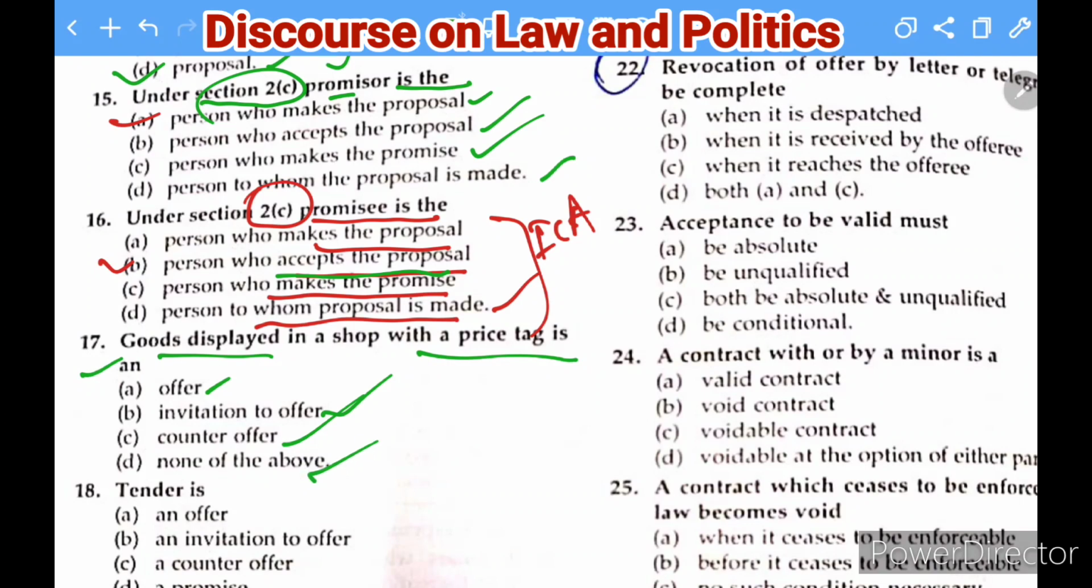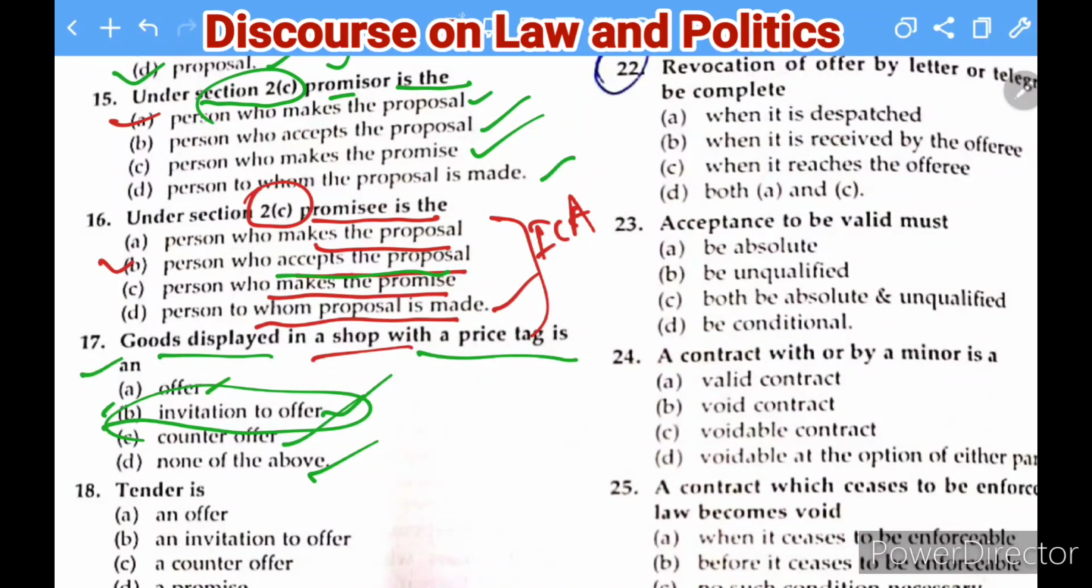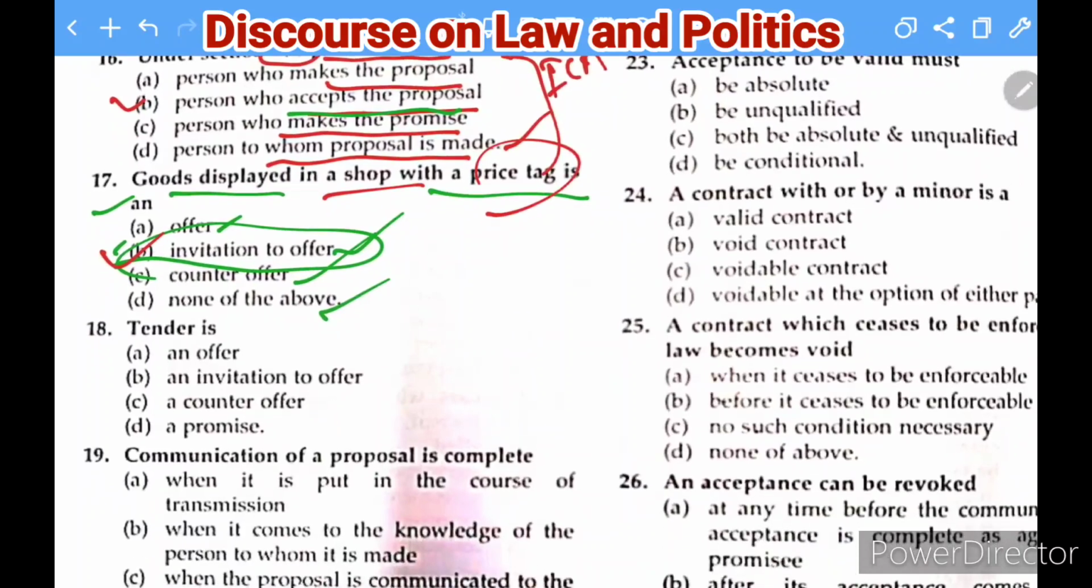Again, this is a question from the Indian Contract Act. So just give your answer here. Which is the right answer? Yes, this is the invitation to offer. So whenever any goods are displayed in a shop with a price tag, it would be a case of the invitation to offer. Now, what is a tender?